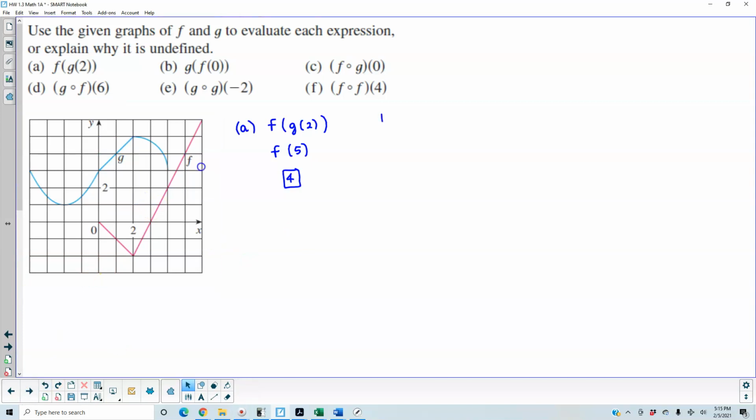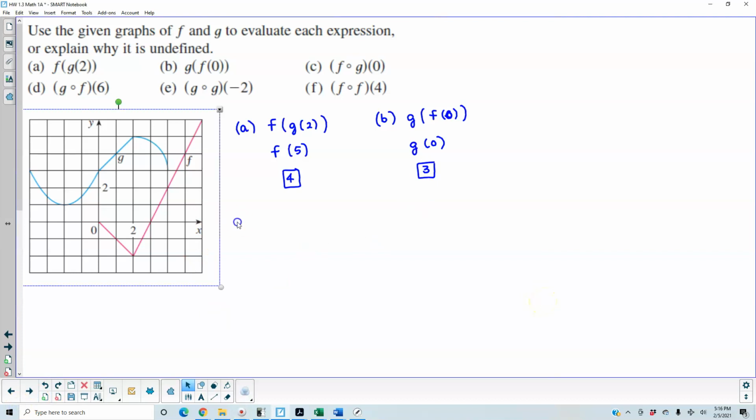Okay, next let's find b. So for b we want to find g of f of 0. So that means the input is 0 on the function f. So when it is 0, then the function f, the output is also 0. So therefore this becomes g of 0. And now if we look at g of 0, where 0 is the input on g, if we come up here we can see that it's the value of 3. So the answer is 3.